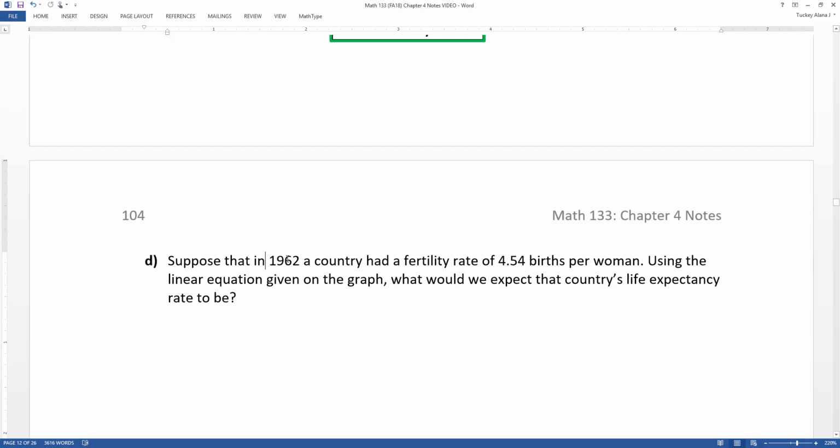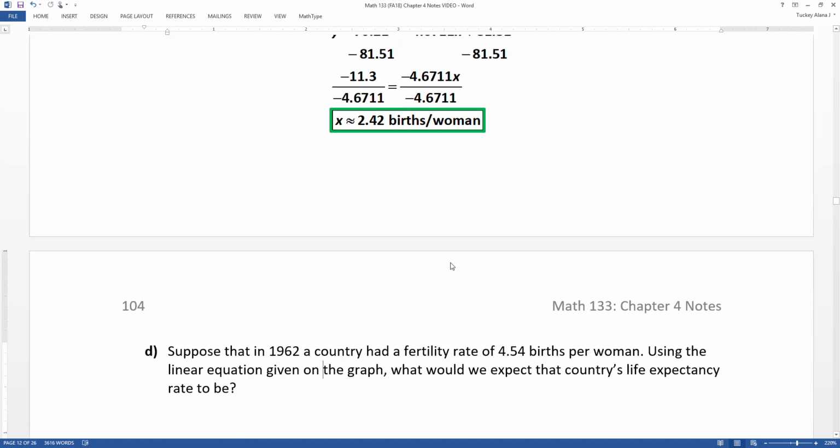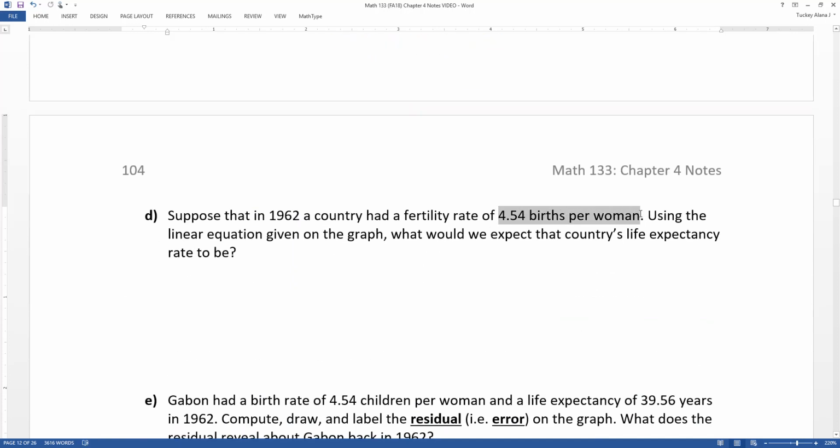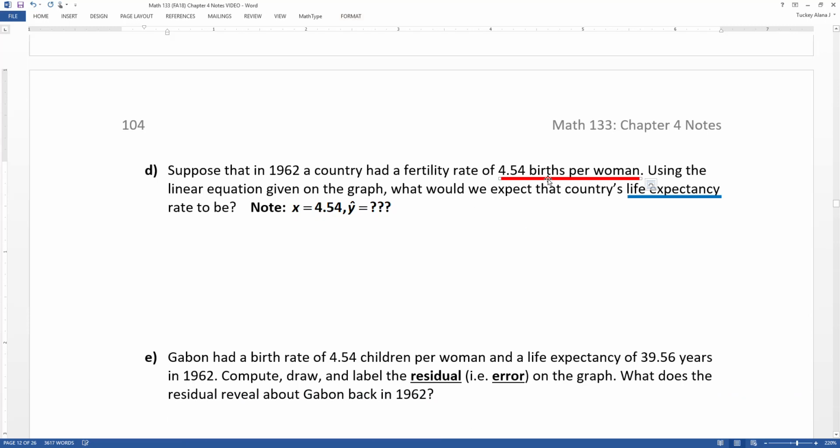A country in 1962 had a fertility rate of 4.54 births per woman. Using the linear equation given on the graph, what would we expect that country's life expectancy to be? Instead of giving you the y value, I'm giving you an x value here. I'm saying that x is 4.54 and asking what the country's life expectancy would be expected to be. This is the opposite problem from last time. Last time I gave the y and was looking for an x value. This time I'm giving an x value and looking for a y value.